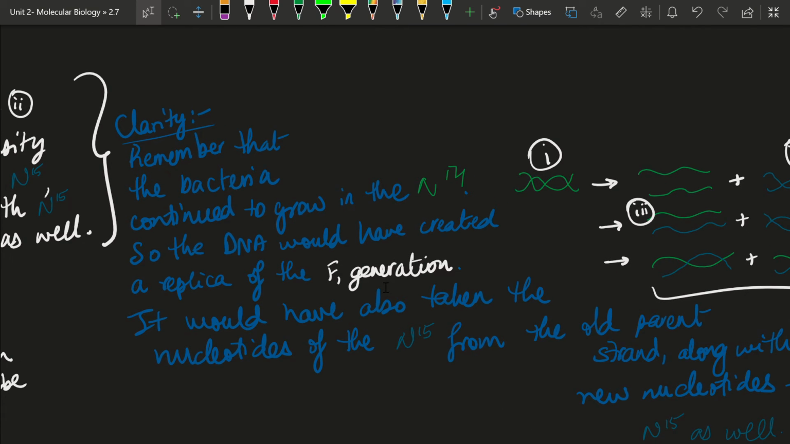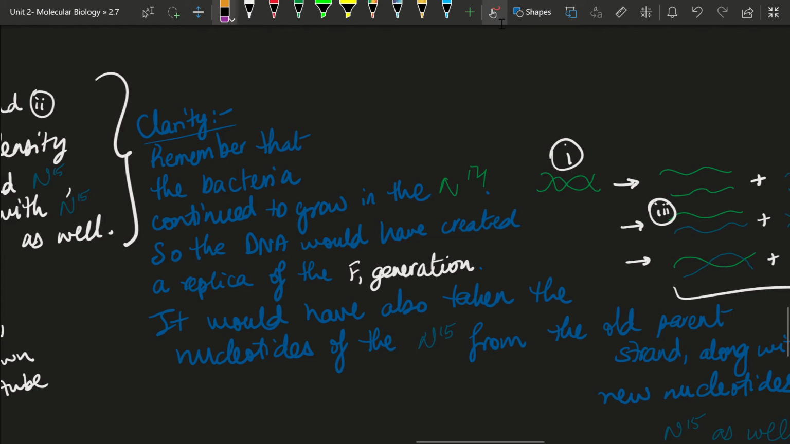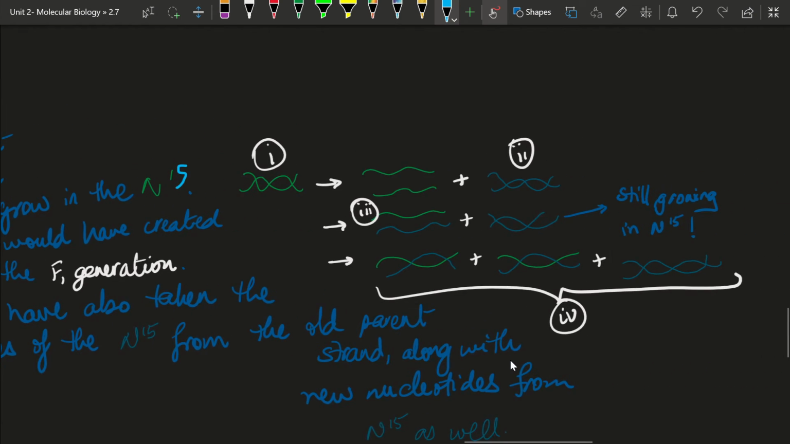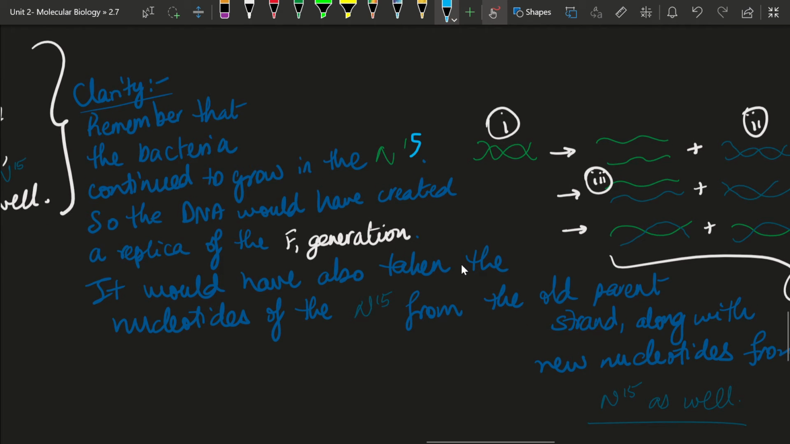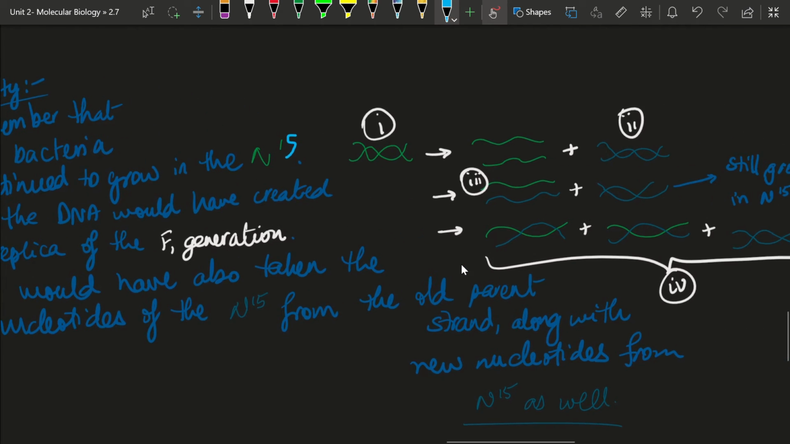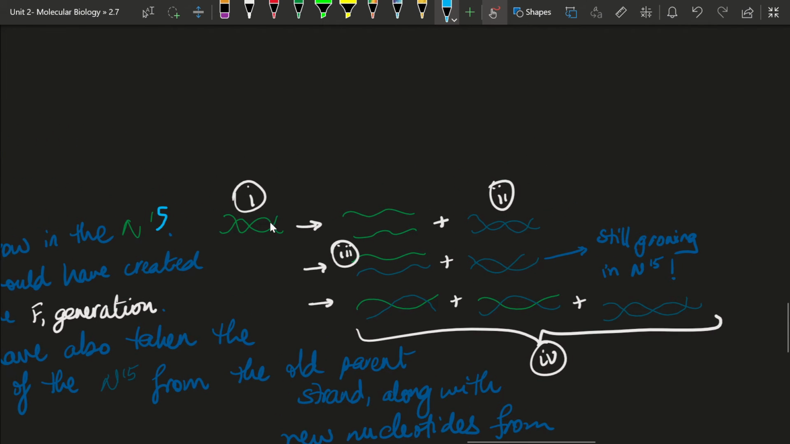So what happened is that as a result of this, they continue to grow N15 nucleotides, but they also had some of the N14 in their DNA. So that's why we got the intermediate, but the reason we had N15 as well is because it kept growing in the N15. Hence, this explains basically the results.